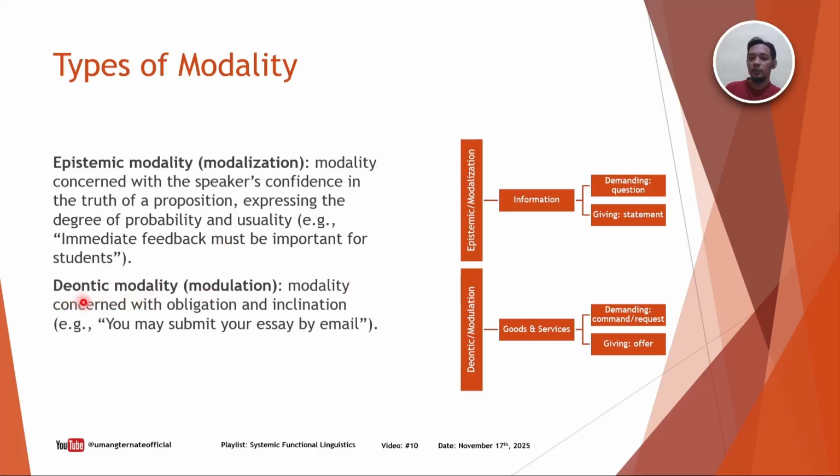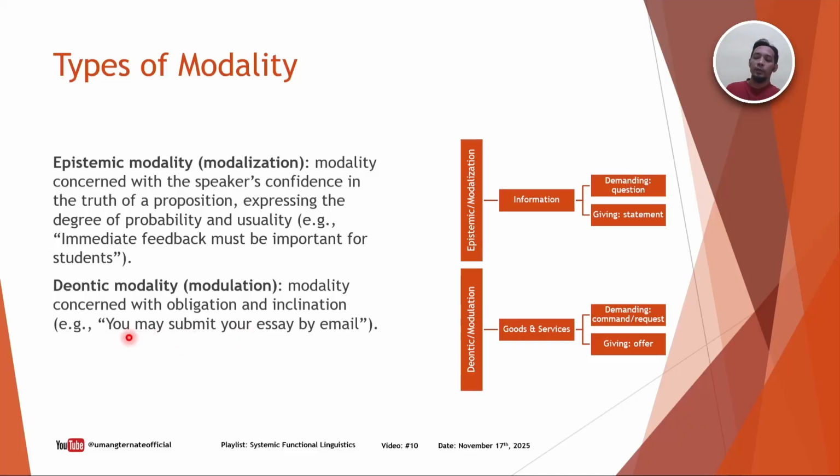And the second one is the deontic modality or modulation. It is a modality which is concerned with obligation and inclination. So it's about whether someone must or may do or will do something. Okay, so it is associated with the commodity of goods and services. We can take a look at this example here. You may submit your essay by email. Imagine that this is uttered by a teacher to his or her student.